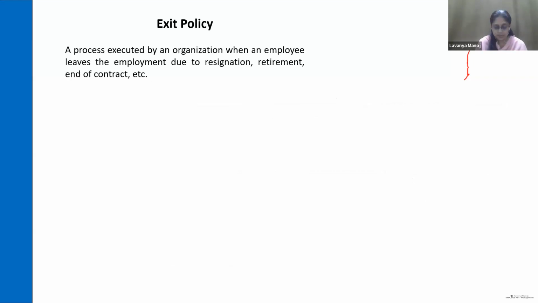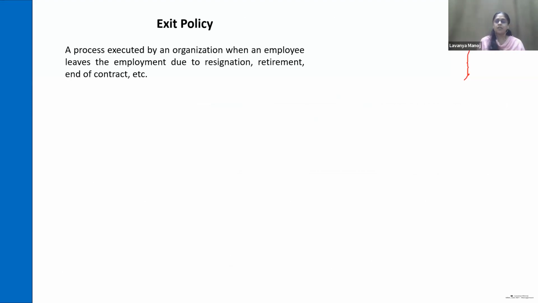So, exit policy. Even after doing everything, the employee decides to leave, or the company decides to send the employee out, saying we don't want him or her anymore in the organization. So they plan to let the employee go. There the exit policy comes in finally, before the employee steps out of the organization. The exit policy is a process which is done before the employee goes out of the organization.